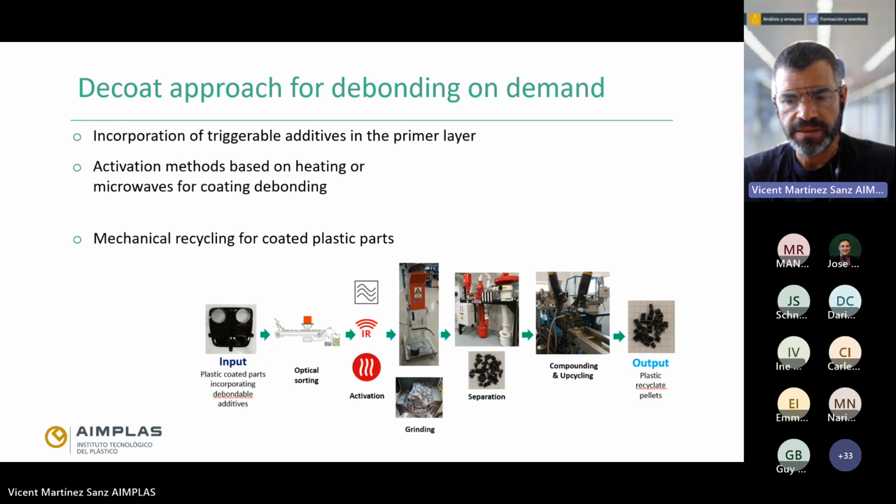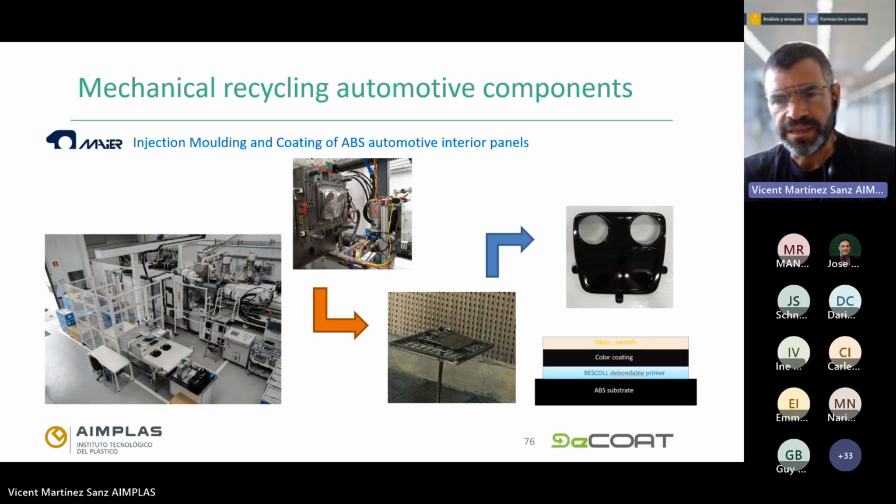And in our case, we also cover the mechanical recycling of these coated plastic parts after the sorting and the activation stage. So now let me share with you 2 case studies that we have developed within the DECOAT project. The first case study comprises the mechanical recycling of an automotive component, specifically an interior dashboard panel that was manufactured by means of injection molding by partner Mayer, and afterwards coated by means of gun spraying techniques.